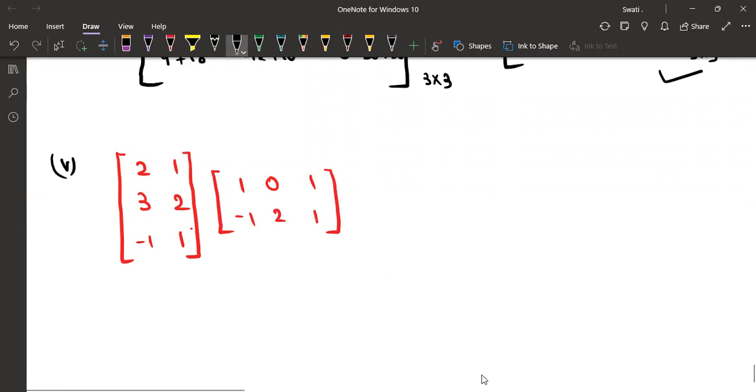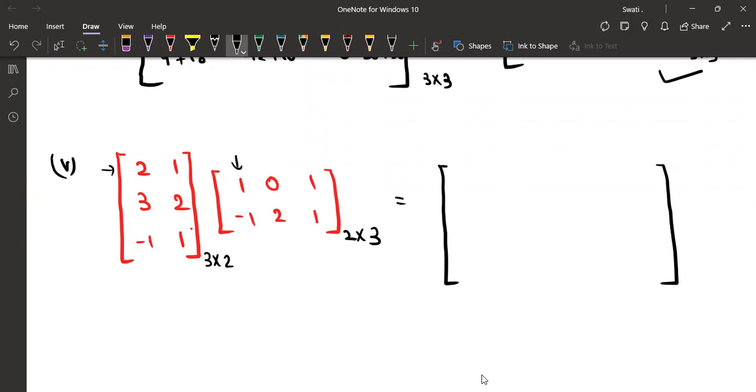Clearly, the order here is 3 rows and 2 columns, so 3 by 2, and here 2 rows and 3 columns. So the final matrix is going to be of order 3 by 3. That means 3 rows and 3 columns. So let's simplify this. First row, first column, so 2 times 1 is 2, and 1 times minus 1 is negative 1. Next is first row's second column, so 2 times 0 is 0, 1 times 2 is 2. First row, third column, so 2 times 1 is 2, 1 times 1 is 1.